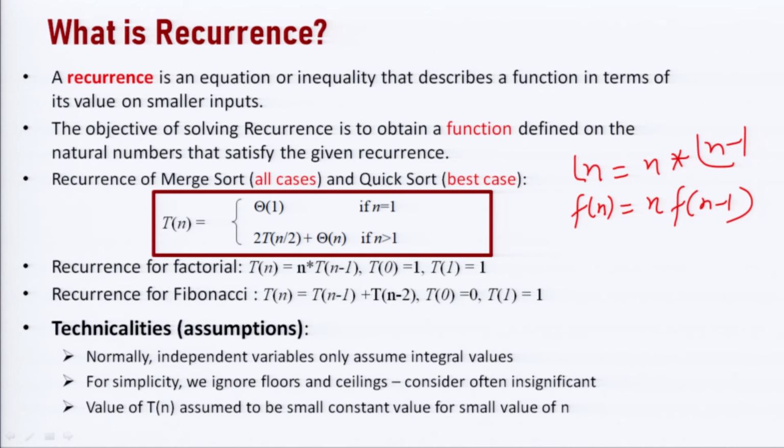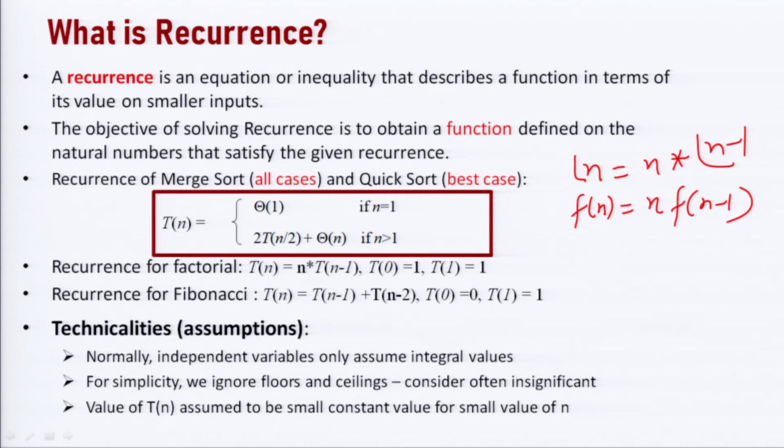It can be written in the form of t of n is equal to n into t of n minus 1. Here this recursive function is defined in the form of an equation in terms of smaller inputs. f of n is defined with the smaller input n minus 1. Similarly, f of n minus 1 will be defined in terms of f of n minus 2, and so on. Recurrence also needs some base values.